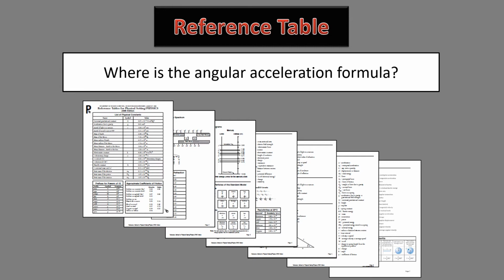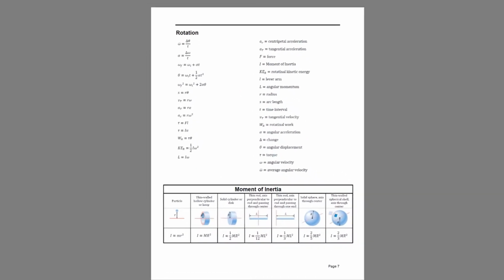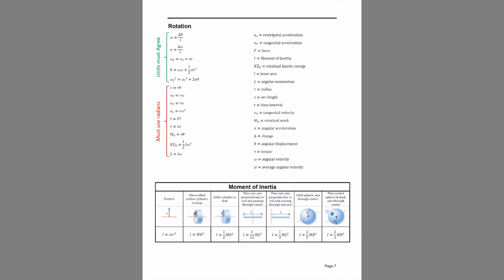And where is it located in the reference table? On page 7, right over here. Okay, so very similar location to even page 6 of the reference table, where you had the average velocity and then the average acceleration.